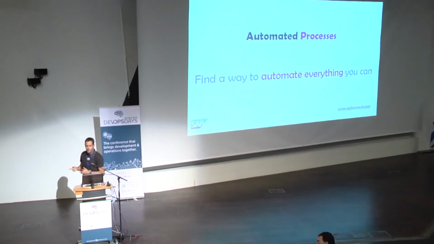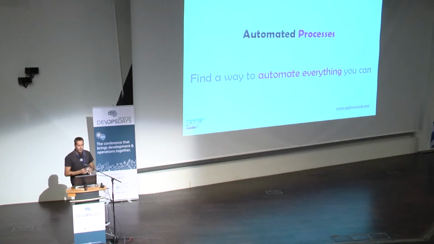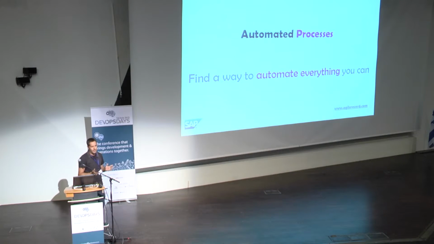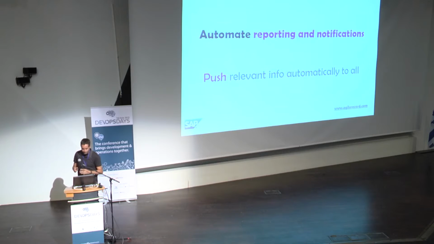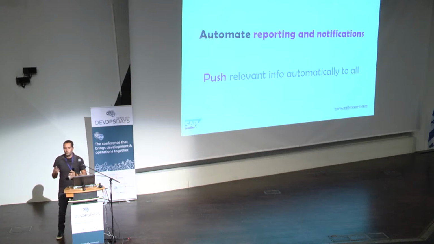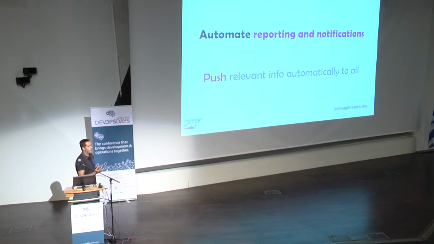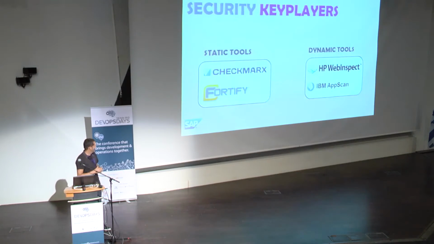The third step is automated processes. We have to find a way to automate everything we can in the scans, meaning we have no manual steps while scanning both dynamic and static code. And the fourth step is to automate reporting and notification. This is a very important step, where we color the reports with green and red statuses and provide a fancy HTML report by email.